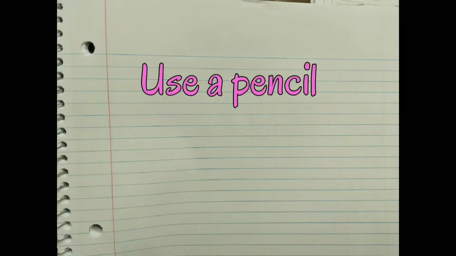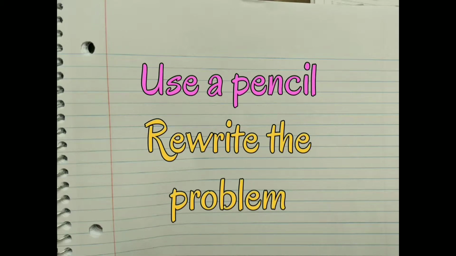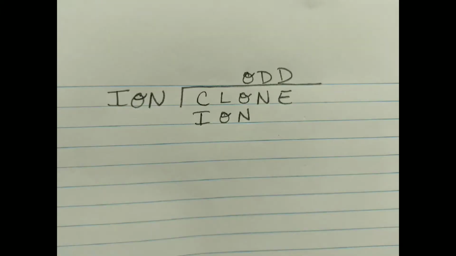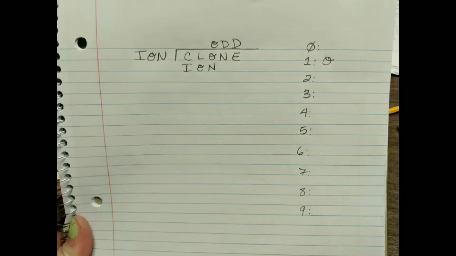So first piece of advice, use a pencil. You will need to do some erasing. And my first thing that I always do is rewrite the problem onto a large blank piece of paper. Be sure to give yourself plenty of space. As you're writing, you may already notice some things. For example, I have just written the same word, ion, and this tells me that I have to have multiplied by 1. So the letter O equals 1.